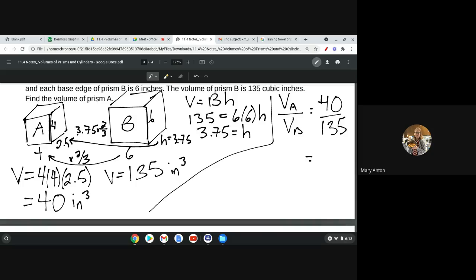Let's see, we can divide them both by 5. So 40 divided by 5 is 8. 135 divided by 5 is 27. And I want you to take a second and think, how does this relate to our scale factor? Remember that our scale factor is over here. We multiply by 2/3. So 2/3 was our scale factor. How does this relate to our scale factor?